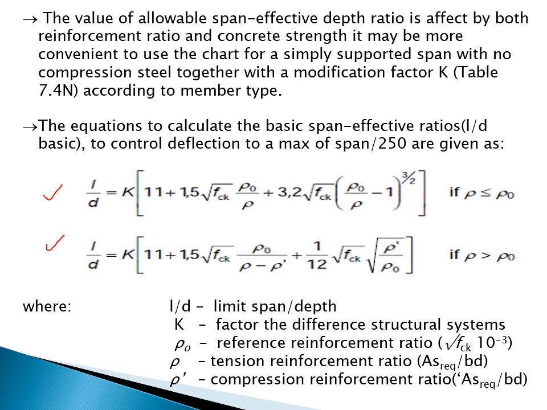So rho is actually AS required divided by BD. So let's say you have double reinforced, which means you have AS prime at the top and AS at the bottom. So for AS prime, you have rho prime. For single reinforced, it means that you don't have the rho prime or AS prime, so you just take the value of rho prime equals 0.